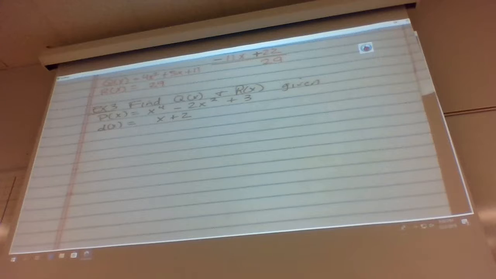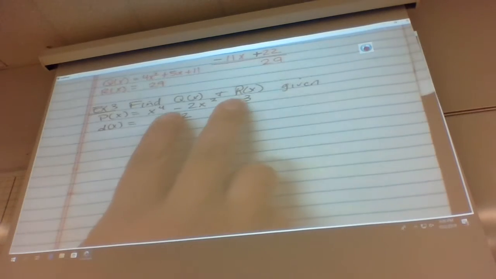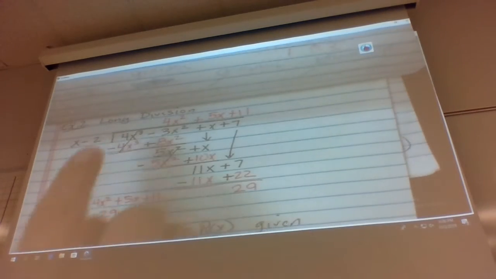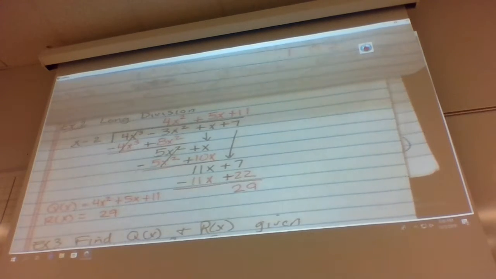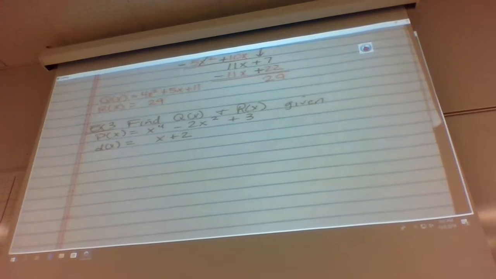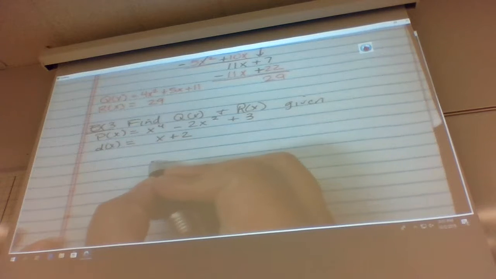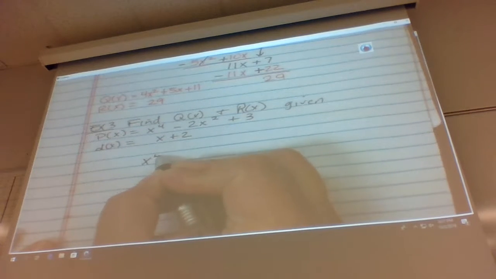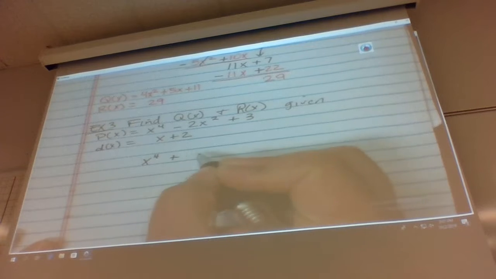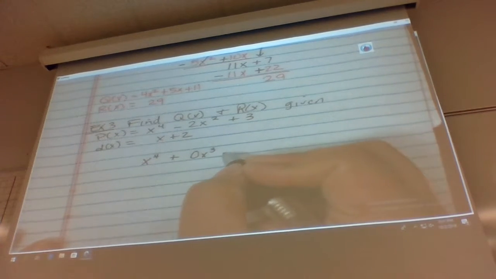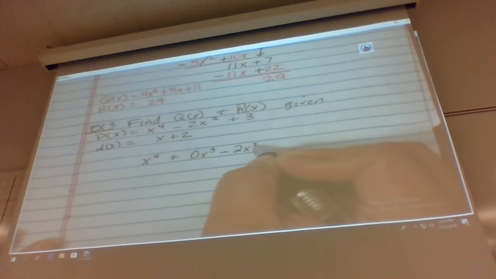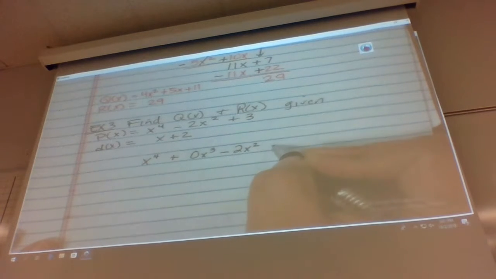You see how this one had x cubed, x squared, x, and then the constant? So when you write this out, you have to give it an x cubed. You put the x to the fourth, there's no x cubed, so we put 0x cubed. Is there an x squared? Yes, you put the x squared. Was there an x? No, so we put a 0x and a +3. There has to be a place for each one.